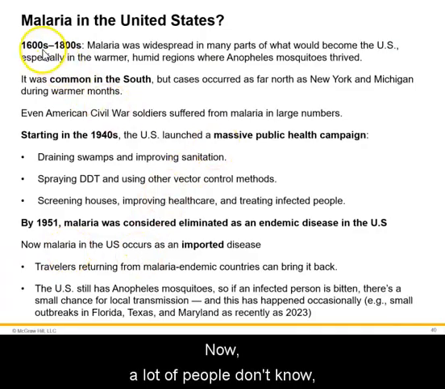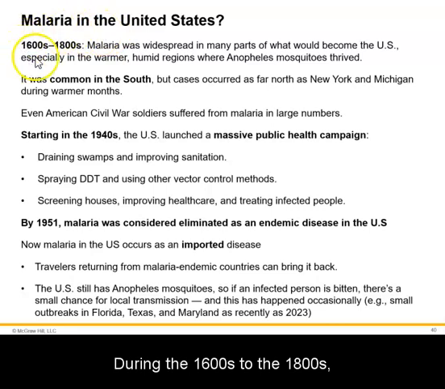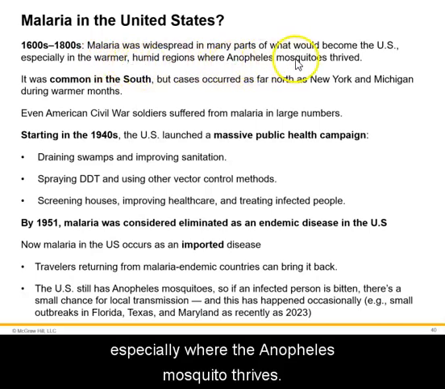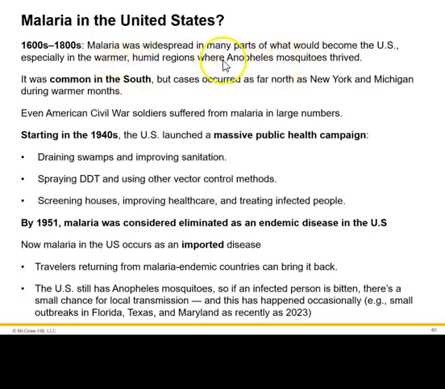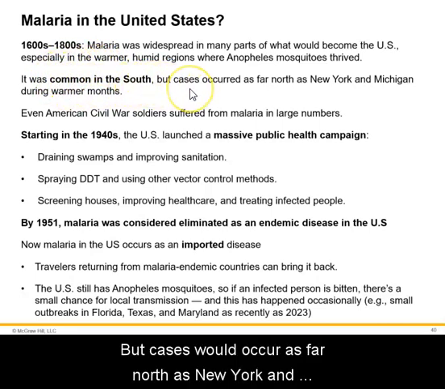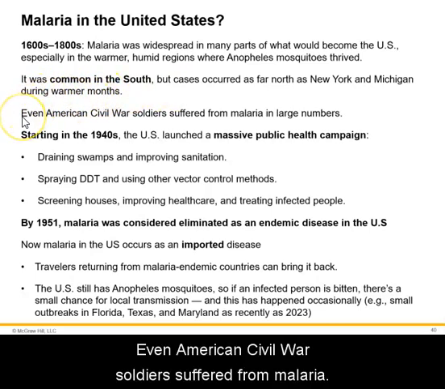Now, a lot of people don't know, but malaria used to be endemic to the United States. During the 1600s to the 1800s, it was widespread in many parts of the U.S., especially where the Anopheles mosquito thrives, so generally in the South, the Southeast. But cases would occur as far north as New York and Michigan during the warmer months. Even American Civil War soldiers suffered from malaria.